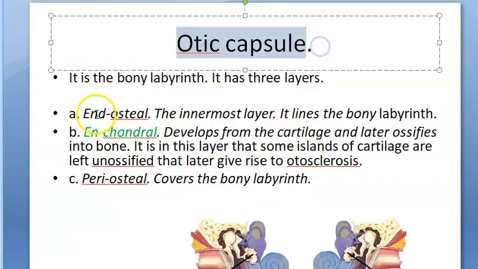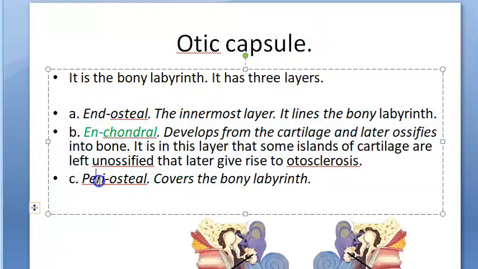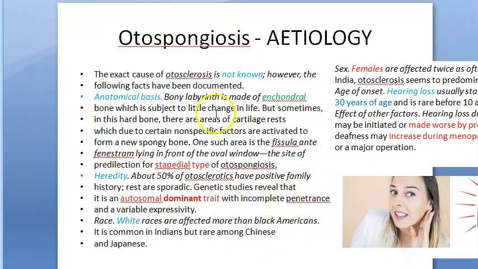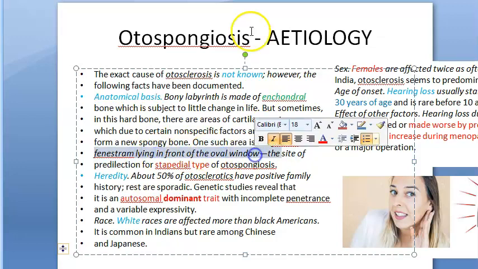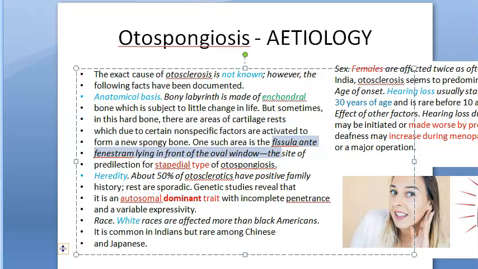So we saw that the otic capsule itself has three layers: endosteal, enchondral and periosteal. The enchondral is replaced with what? The spongy bone. So we saw why it happens. Basically, they don't know why it happens, but there is an anatomical basis, some specific spaces called the fissula ante fenestram, right, which is lying in front of the oval window. This area is more prone to such changes.